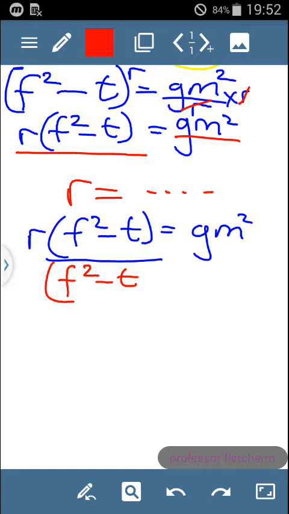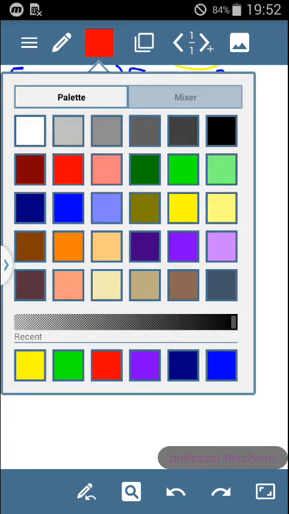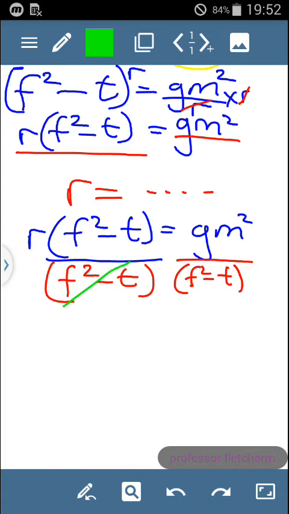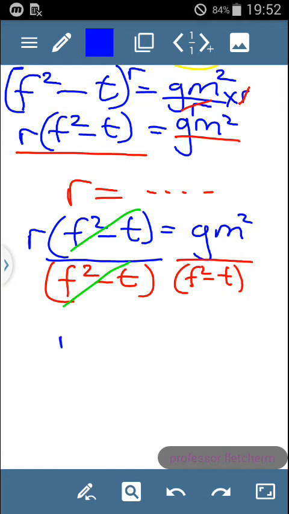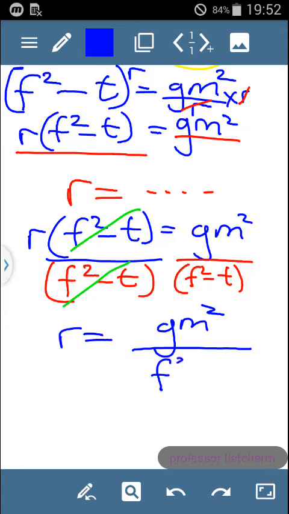What we do on this side, definitely we also do on the other side. So F squared minus T, so that it becomes clear. So we are going to cancel this one and that one. So as a result, we are going to have R is equal to GM squared divided by F squared minus T. So we would have made R the subject of formula.